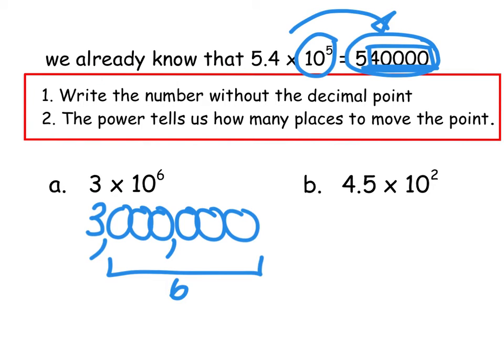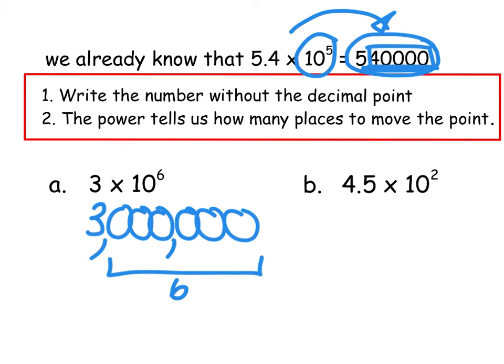I don't want you to think though, oh, it's just add 6 zeros, because it's only going to work for that when it's a single digit number like a 3 or a 7 or an 8 at the front. So with the number 4.5 times 10 to the power 2, we're going to write down the 4 and the 5. Now the 2 tells us that the decimal point had to move 2 places, so from here it had to go 1, 2, and it would end up here. Now that makes my number 450.